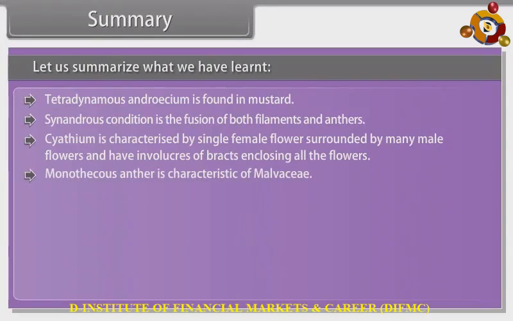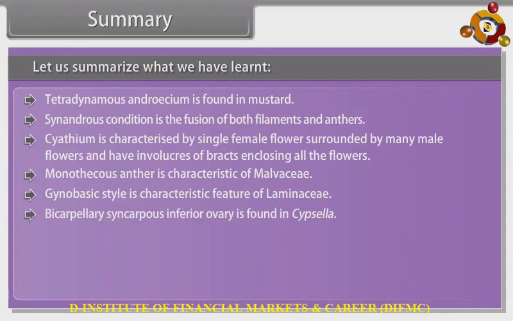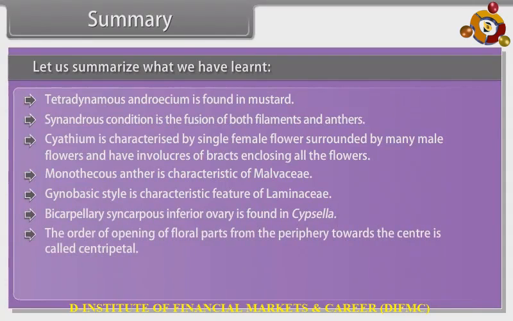Monothecous anther is characteristic of Malvaceae. Gynobasic style is a characteristic feature of Lamiaceae. Bicarpellary syncarpous inferior ovary is found in cypsela. The order of opening of floral parts from the periphery towards the center is called centripetal. Glumes represent bracts. Smallest flower is Wolffia.